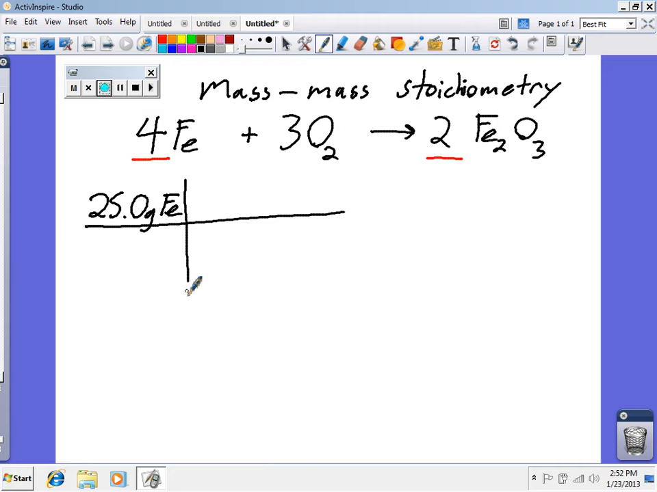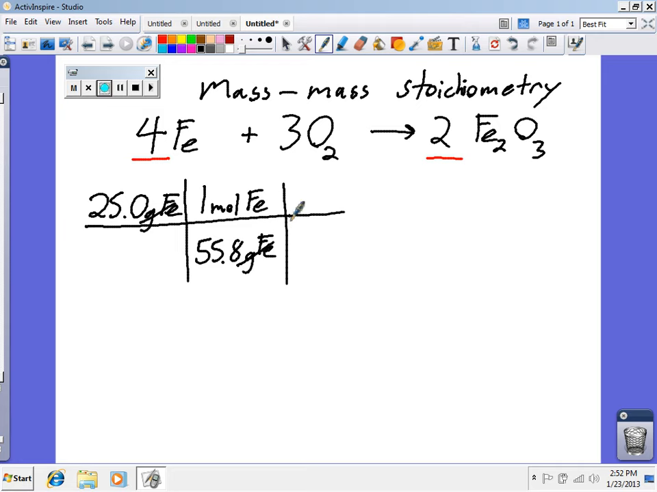Okay, first we convert mass of iron into moles of iron. So we know that 1 mole of iron is equal to 55.8 grams of iron, again from the periodic table. And we put the mass of the iron on bottom because we want it to cancel with the mass of the iron on top. So we do that. And now we're left with moles of iron.